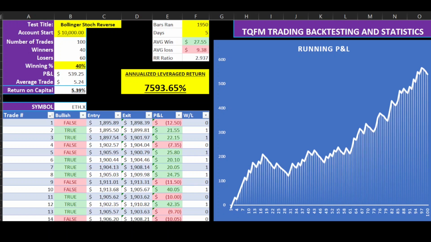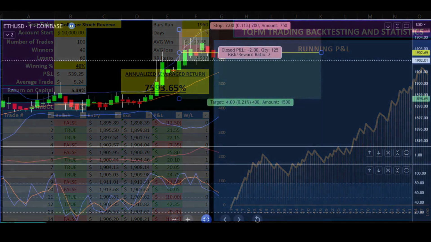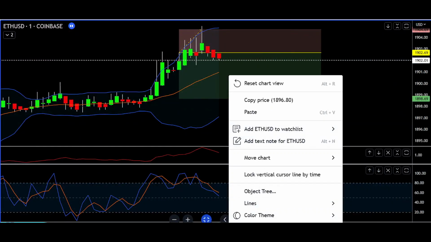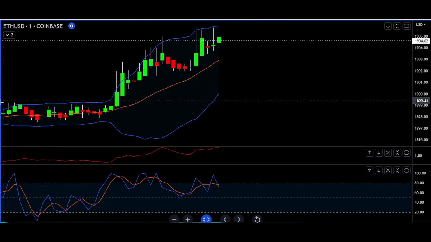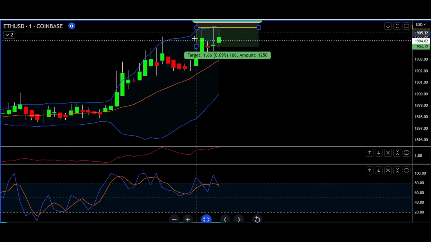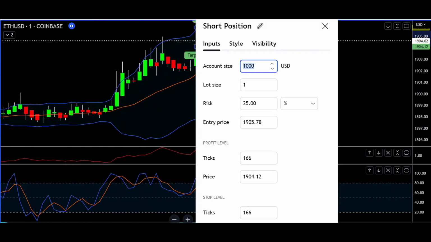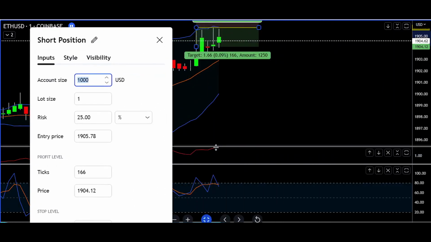Based on the backtesting results, the Bollinger Band stochastic reversal trading strategy has some strengths and weaknesses to consider. One of the strengths of the strategy is that it has a relatively high reward-to-risk ratio, R, of 2.937. This means that, on average, the strategy is able to generate nearly 3 times more profits than it loses for every trade it makes. Additionally, the average win of $27.55 is significantly higher than the average loss of $9.38, indicating that the strategy is able to capture larger gains than losses on profitable trades.